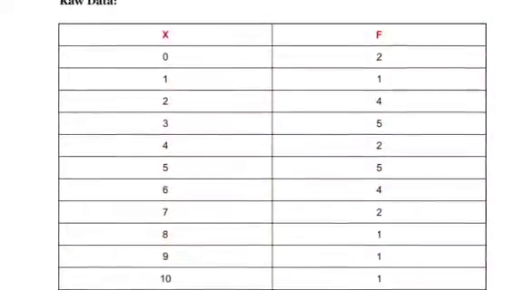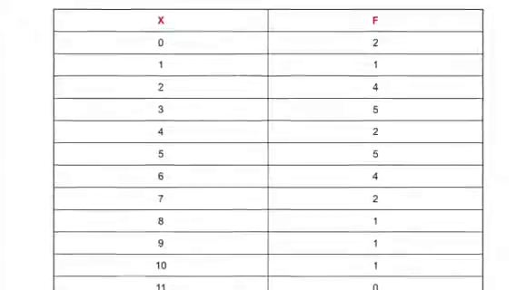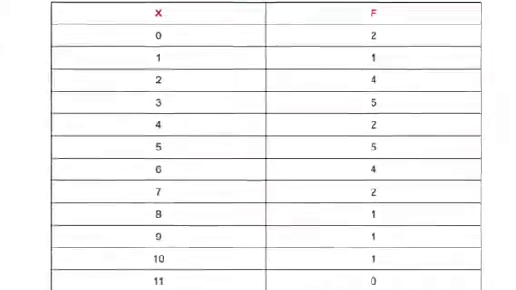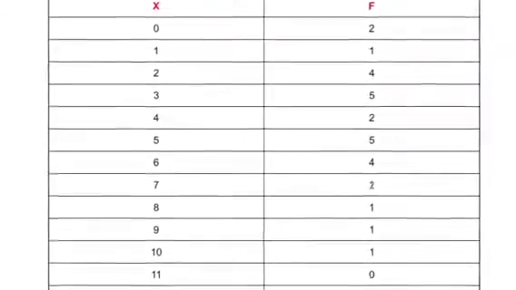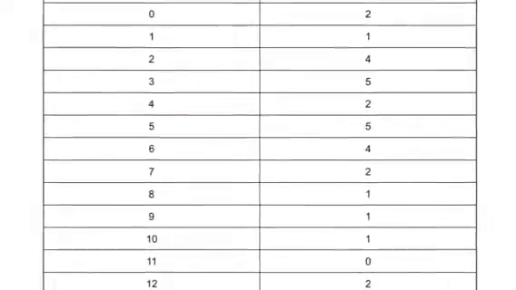The first step in any survey, as well as any probability distribution, is to go out and collect your raw data. You do this by going out, asking whatever question you may have, and also collecting any answers that you may get.